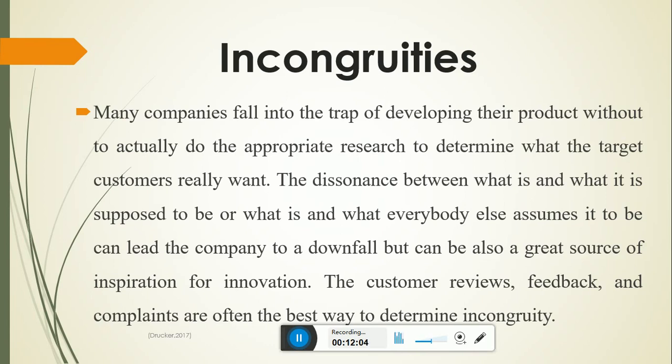So the reason... now, let's say they can lead to a powerful downfall, but can also be a great source of inspiration for innovation. Customer reviews, feedback, and complaints are often the best way to determine incongruity. Now customers in other countries have reviews. On Facebook, you can see reviews. Restaurants have their own reviews.